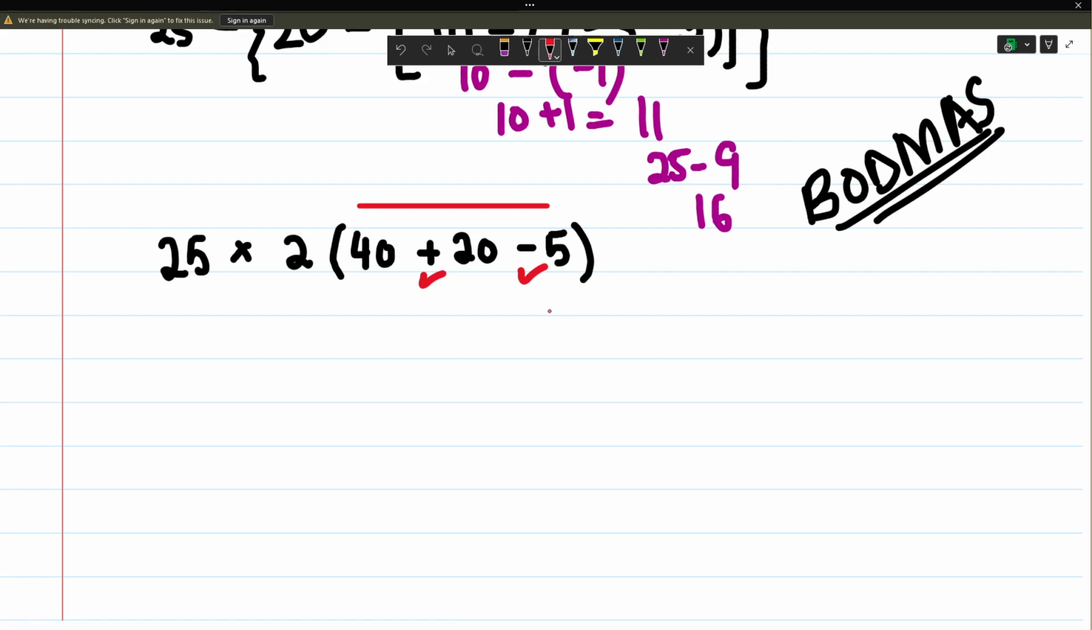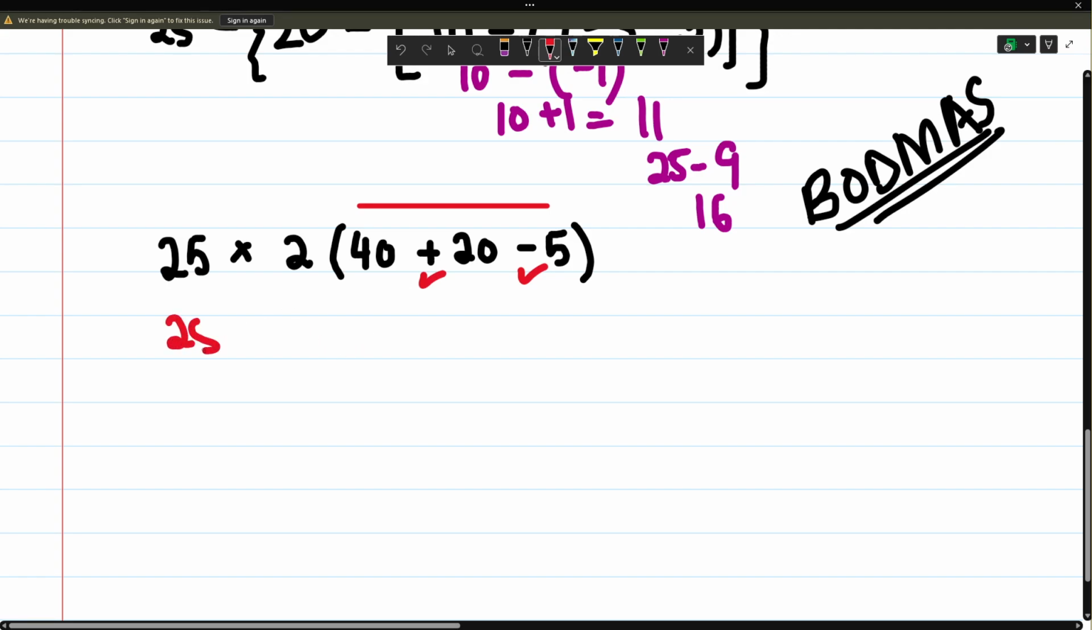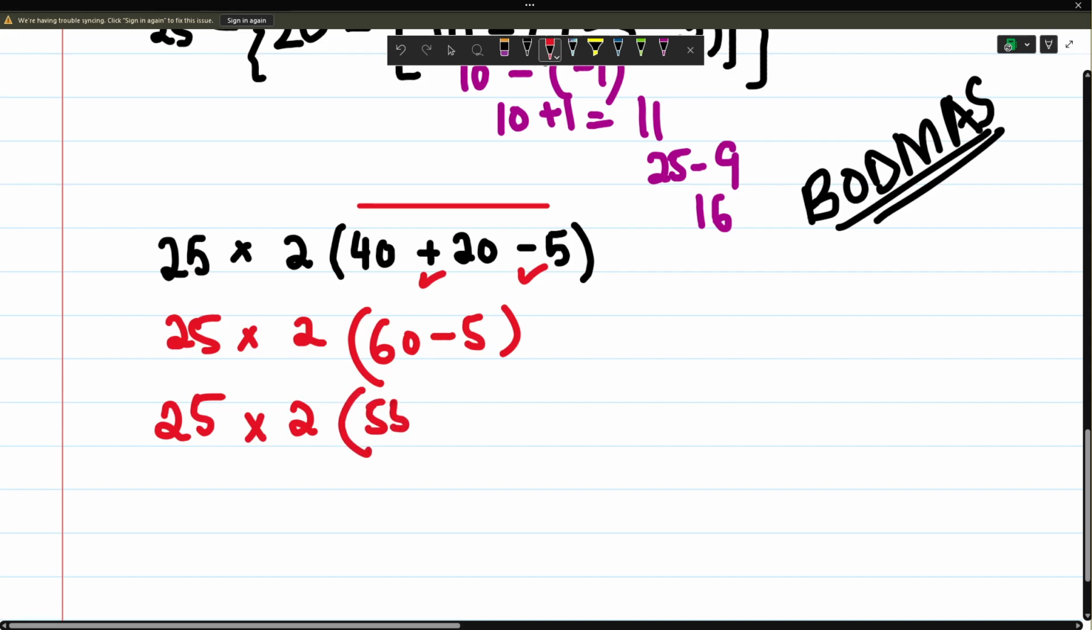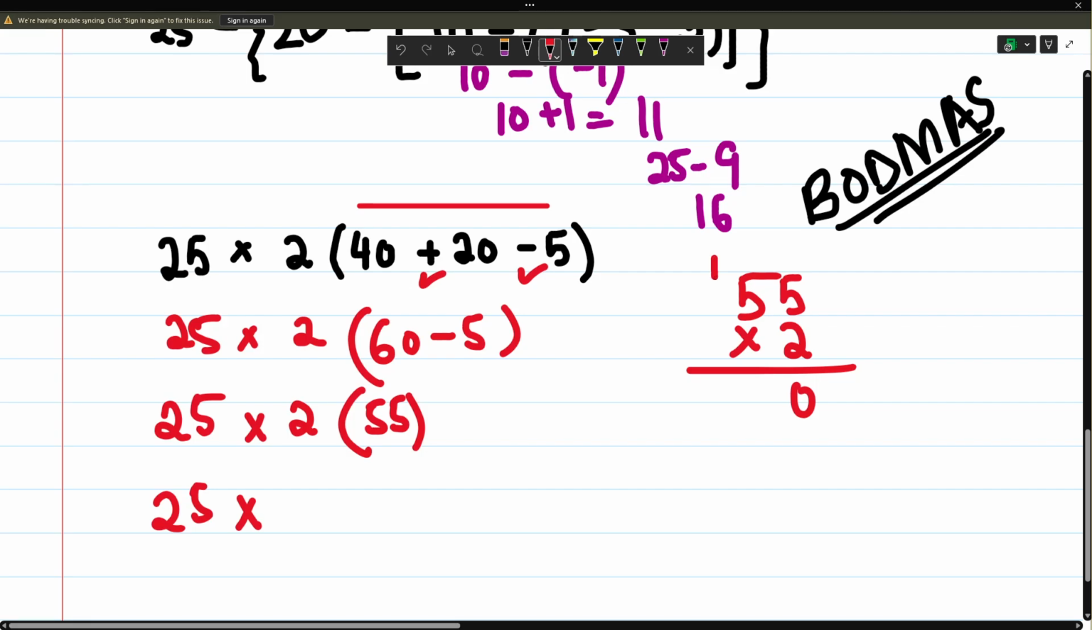The plus, because in BODMAS the addition comes before subtraction. So we are going to get 25 multiplied by 2 and 60 minus 5, right? 25 multiplied by 2 into 55, that is 25 multiplied by 55 multiplied by 2. Use your rough work because calculators are not allowed for BODMAS questions. Okay, 5 2s are 10, 0 1, 5 2s are 10, 11. You get 110.